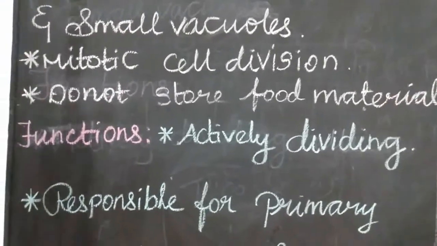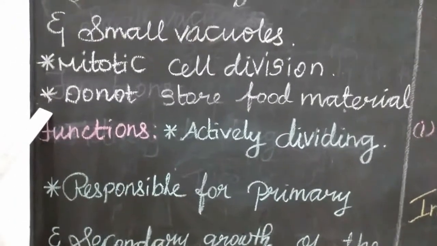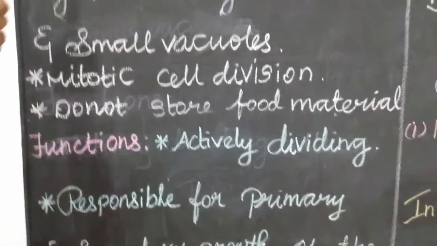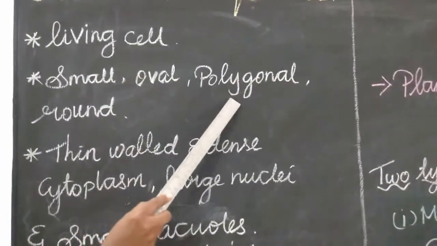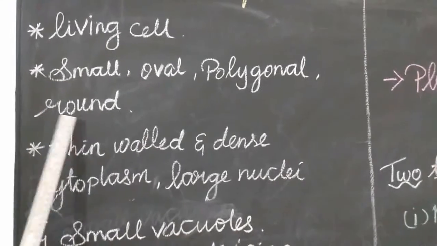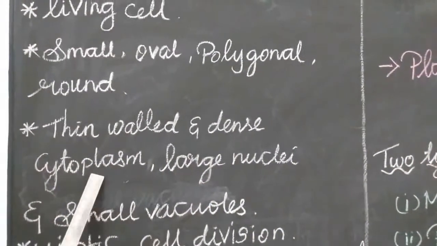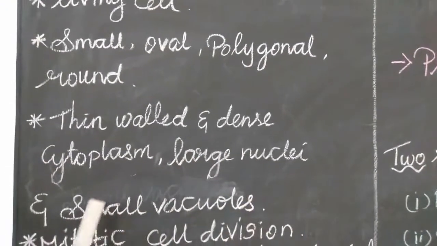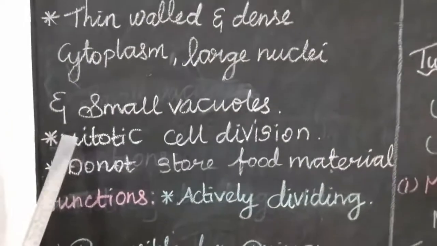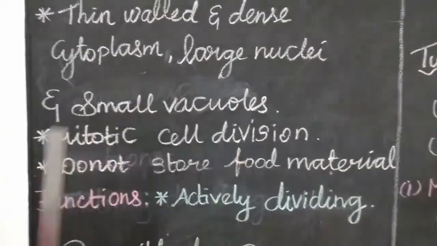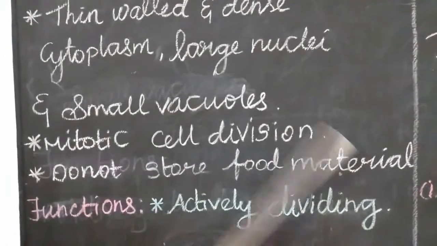Okay. So, these points come under the characteristic features of meristem. Once again I repeat, it is a living cell. It is small, oval, polygonal, round in shape. It is a thin walled cell. It has dense cytoplasm, large nuclei, small vacuoles. It undergoes mitotic cell division, and meristem does not store food materials.